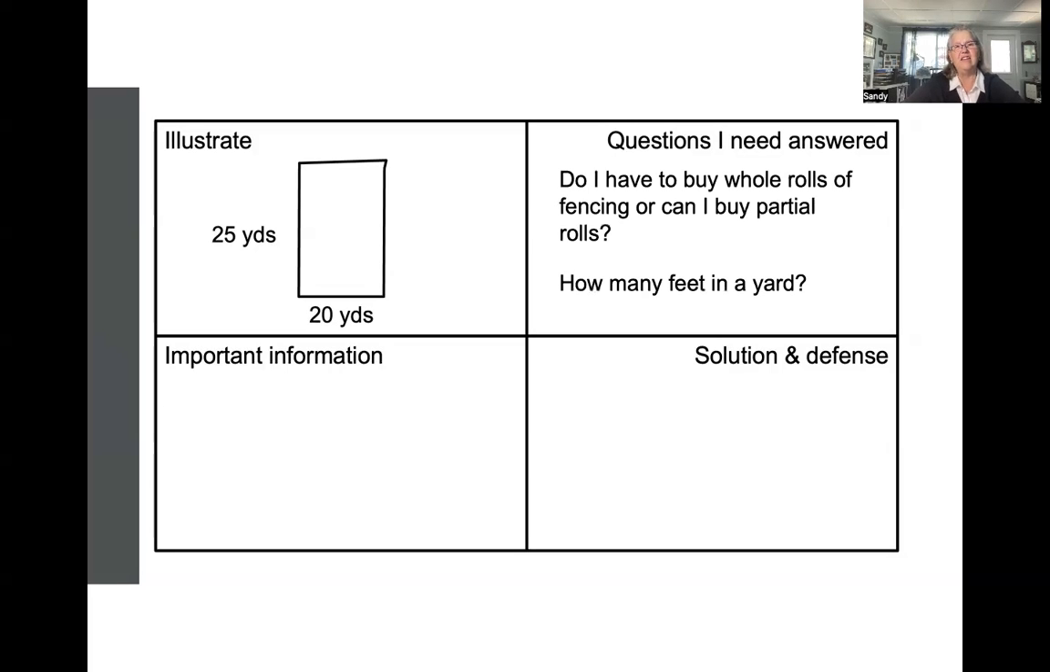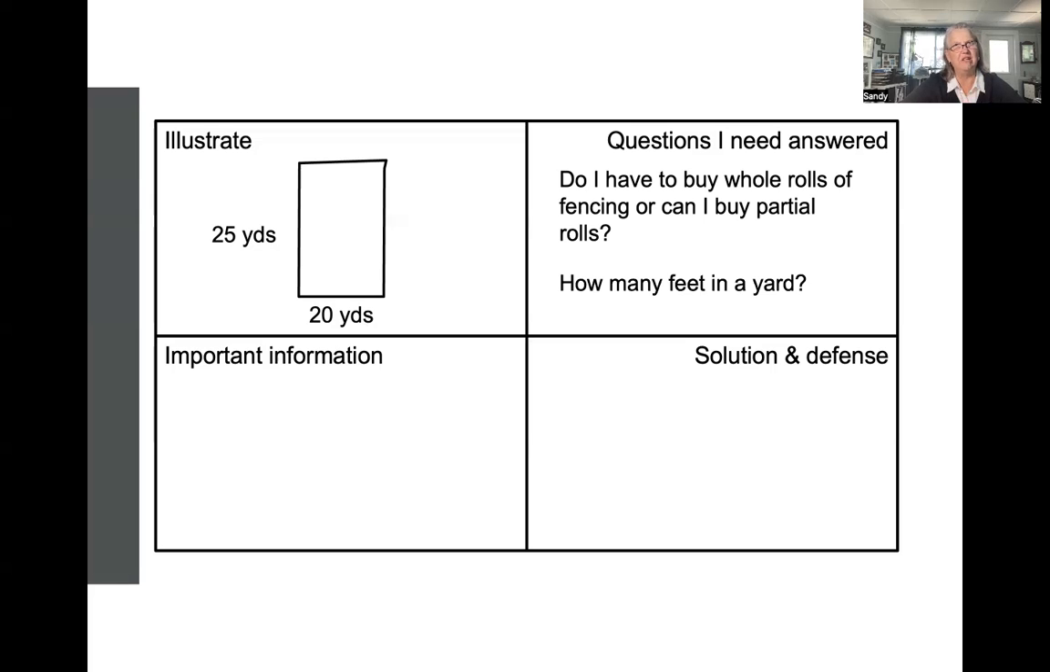Okay. And then for some children, they might not be sure of how many feet are in a yard. Now, again, if we're helping your child, we want to ask them, well, where would we find that out versus telling them? We want to make sure they continue in that problem solving bit and know where to look for answers.